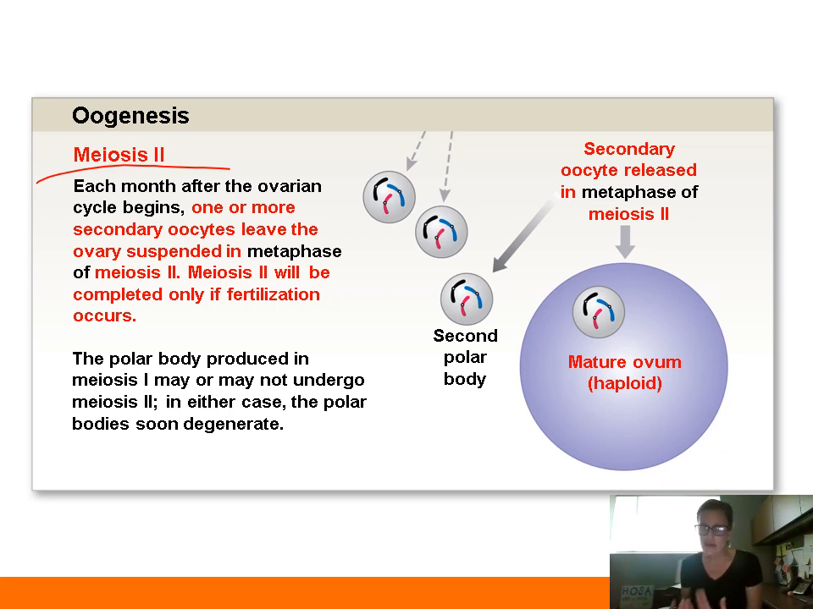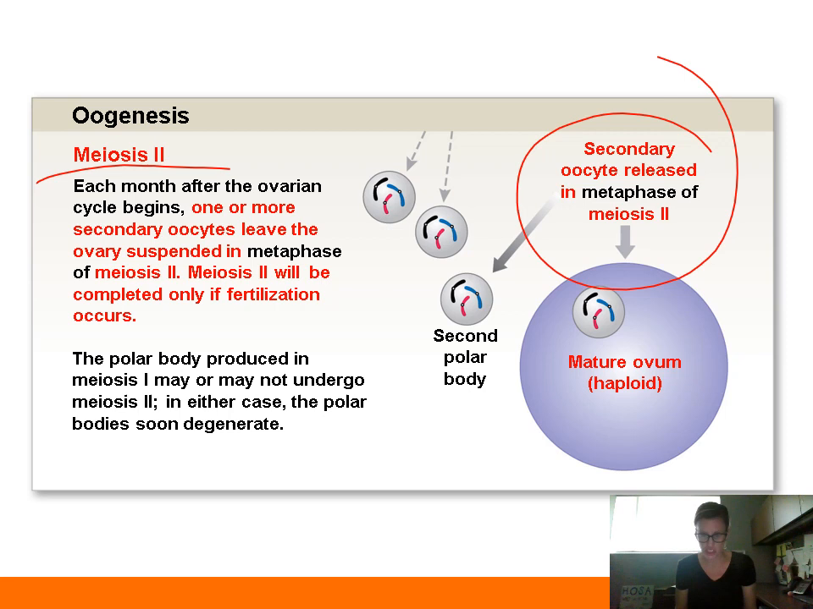Now that secondary oocyte, during the ovarian cycle that happens at puberty, that cell that just turned into a secondary oocyte is going to start meiosis two, but it's not going to finish meiosis two. The cell begins meiosis two, and then it pauses again. It gets suspended in the middle of meiosis two. And that secondary oocyte in the middle of meiosis two is what gets released from the ovary.